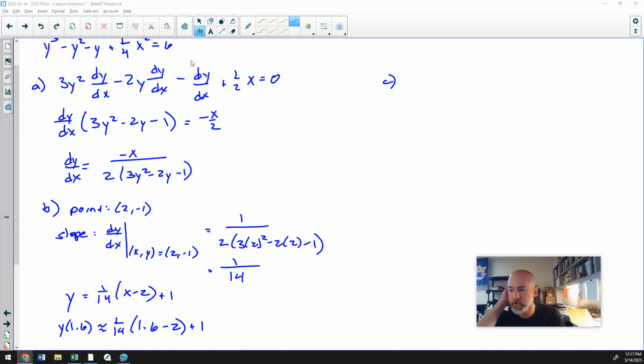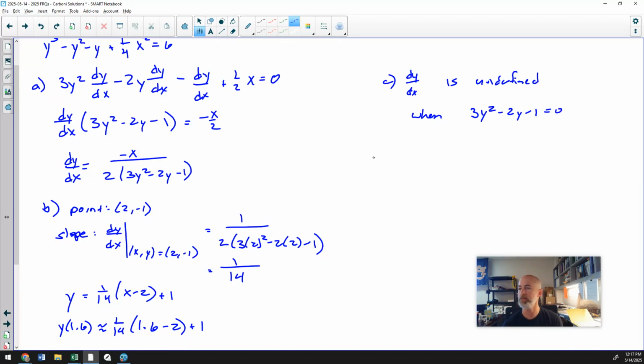Okay, so back to this one. We're talking about vertical tangent lines, and that will be when the derivative is undefined. So dy/dx is undefined when its denominator equals 0, which will happen when the expression 3y squared minus 2y minus 1 is equal to 0. We're going to factor that: 3y, y. Factors of 1 are 1 and 1. That's pretty convenient. And I need a negative 2, so I'll be plus 1, minus 1. That's going to happen when y equals negative 1/3 and y is equal to 1.